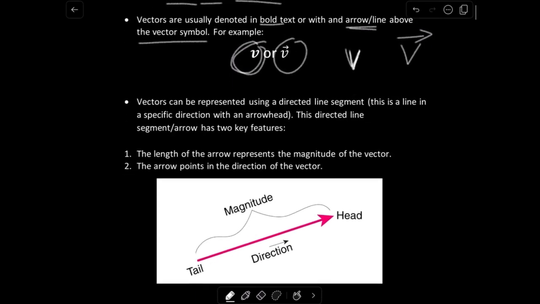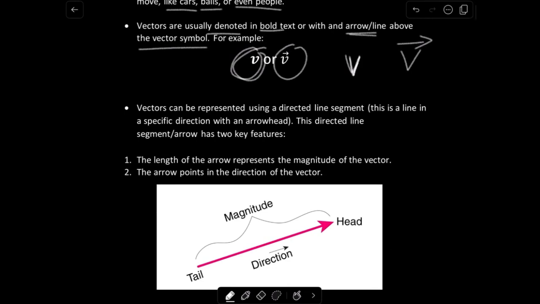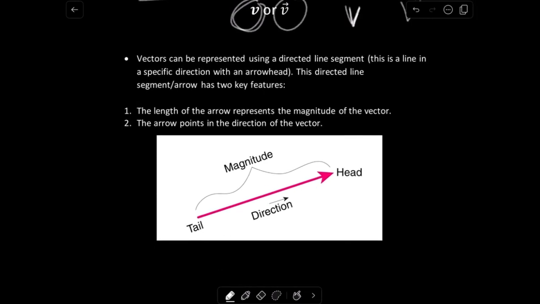Now vectors can be represented, so that's how they are denoted, the symbol. How are they represented? How do we visually represent vectors? So vectors can be represented using a directed line segment, and that's just a fancy phrase for saying it's a line in a specific direction with an arrowhead. It's basically an arrow, right? Now, this directed line segment or arrow has two key features, and I want you to think back to the two important features of a vector. So the first one is the length of the arrow, and that represents the magnitude of the vector. And the second is the arrow points in the direction of the vector.